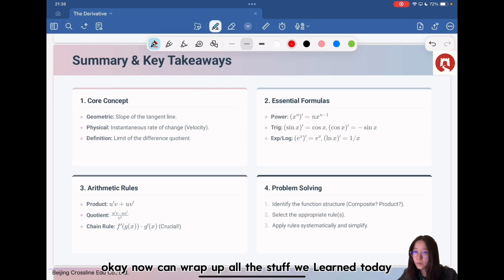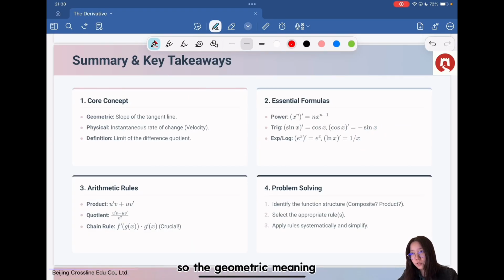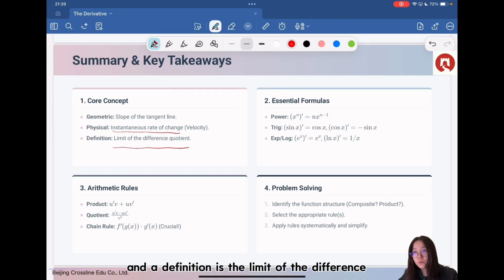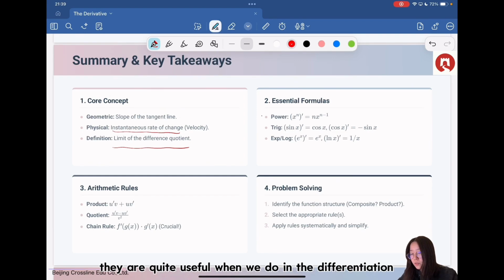Now we can wrap up all the stuff we learned today. So the geometric meaning of the derivative is the slope of the tangent line. And the physical meaning is the instantaneous rate of change, for example, the velocity of a displacement-time graph. And the definition is the limit of the difference quotient. And these essential formulas, you have to keep in mind after class. They are quite useful when we're doing the differentiation.